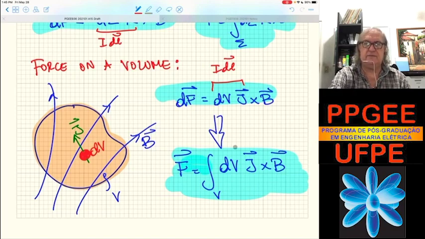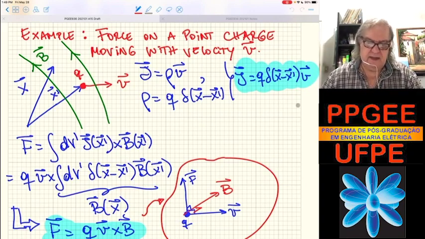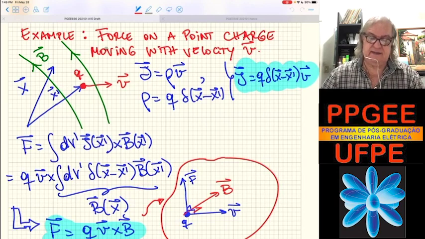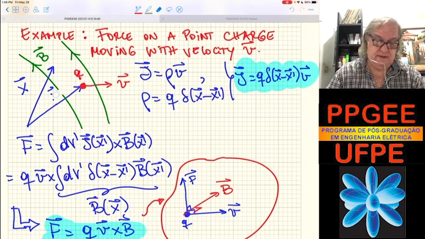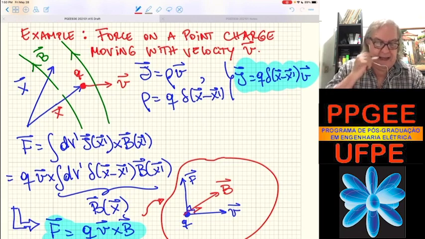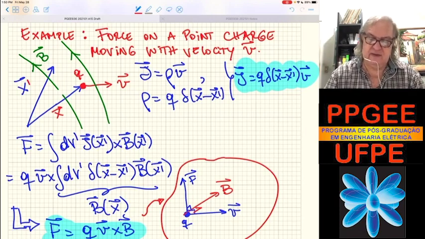But let's make an example. Let's calculate the force on a point charge moving with velocity v. I'm just looking at my notes here. I think there's some misunderstanding here. I'm going to make the right notation. So let's say that we have a point charge Q located at the point X. It's not X prime, it's X. Located at the point X. And at a given point X prime, we have something like this.